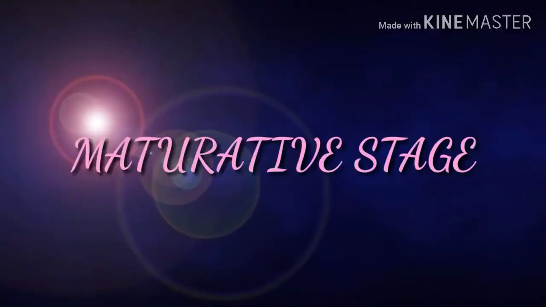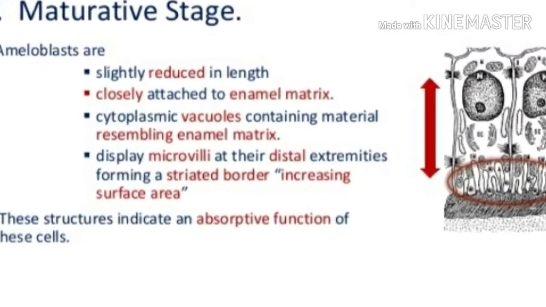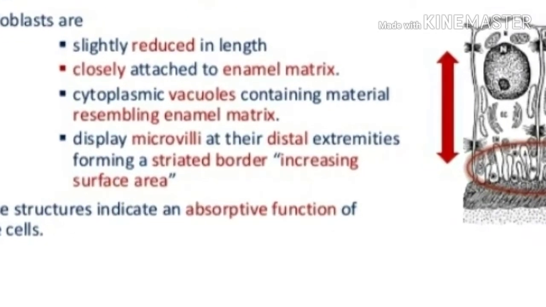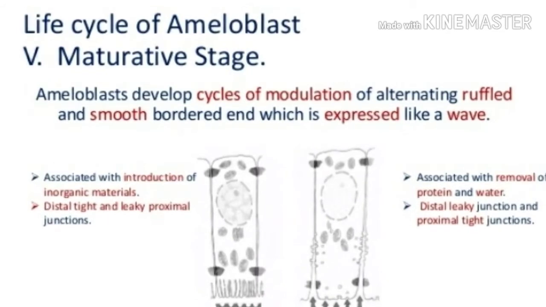4. Maturative stage. Enamel maturation, full mineralization, occurs after most of the thickness of the enamel matrix has been formed in the occlusal or incisal area. Cervical parts of the crown: enamel matrix formation is still progressive at this time.